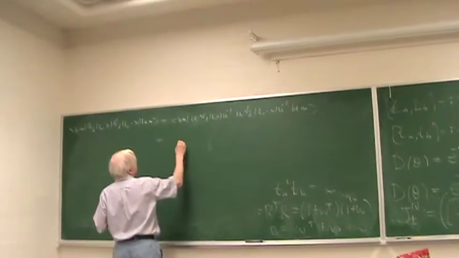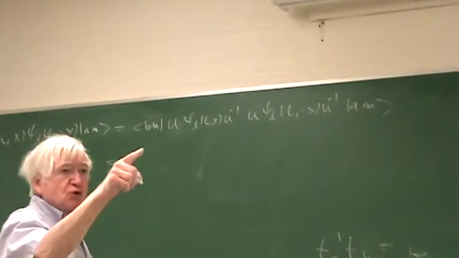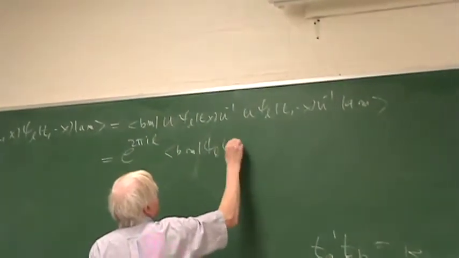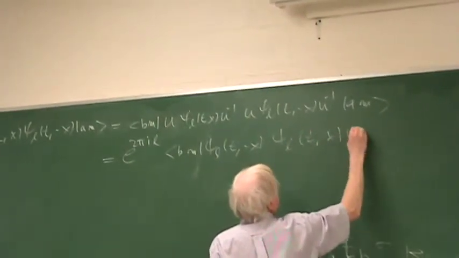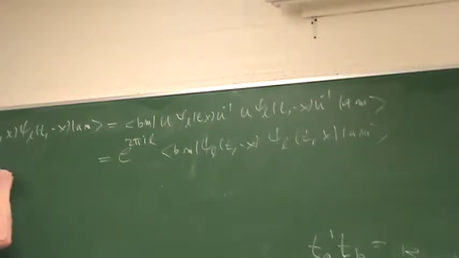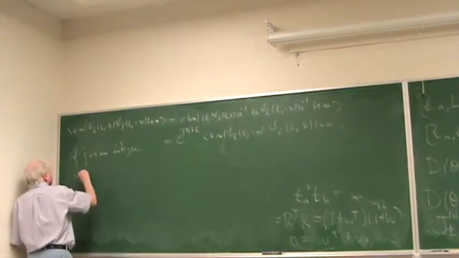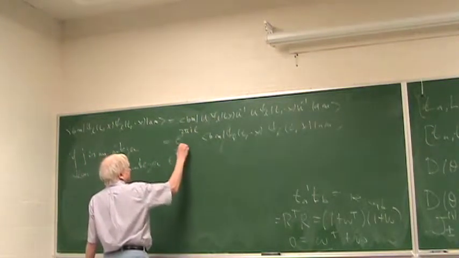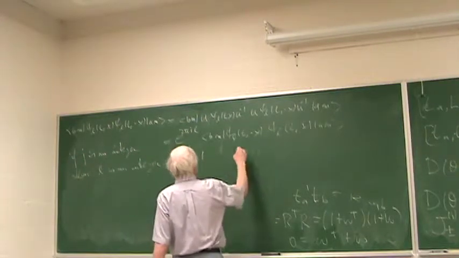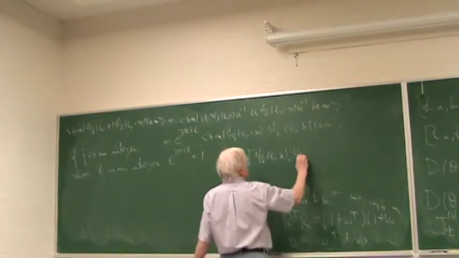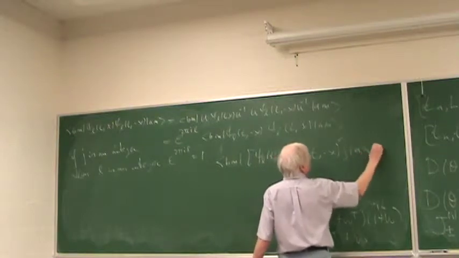And so this turns out to be e to the 2 pi i L BM psi L of (T, minus X) psi L of (T, X) AM. Now here's the clincher. If J is an integer, then L is an integer, and e to the 2 pi i L is equal to 1. And that means, subtracting this from that, we have the relation BM commutator psi L of (T, X), psi L of (T, minus X) AM is 0.